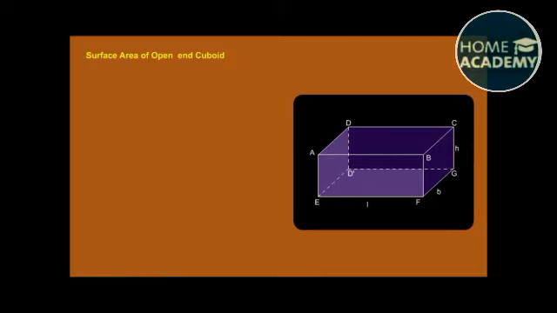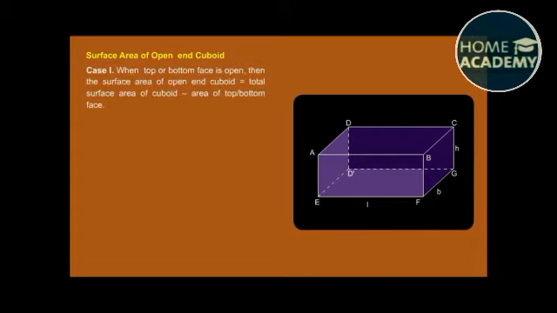Surface area of open end cuboid. Case 1. When top or bottom face is open, then the surface area of open end cuboid is equal to total surface area of cuboid minus area of top or bottom face is equal to 2 into (LB plus BH plus HL) minus LB is equal to 2LB plus 2BH plus 2HL minus LB is equal to LB plus 2H into (B plus L).